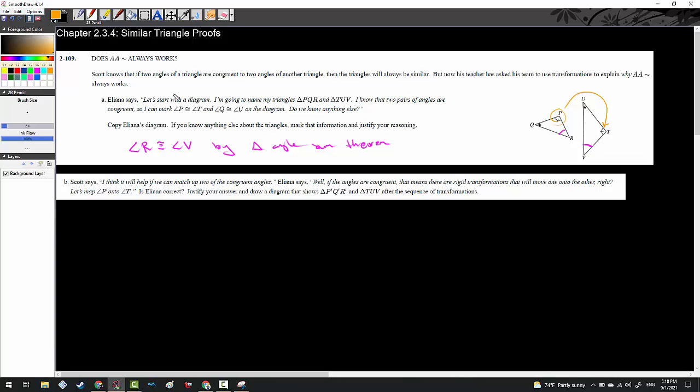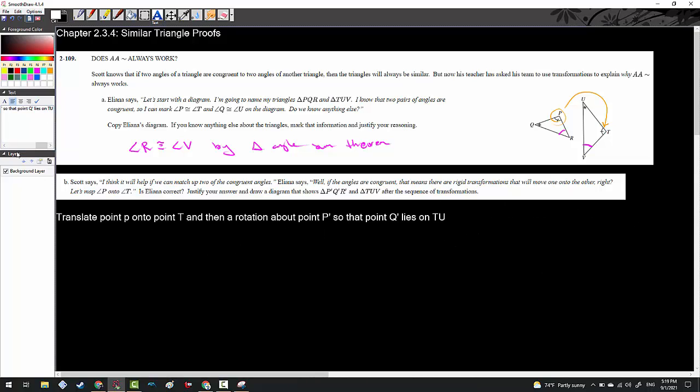And so when they talk about describing the sequence of transformations, let's go and type this out here. Basically, a possible transformation would be to translate point P onto point T, and then a rotation about point P prime so that point Q lies on side TU, and point R lies on side TV.